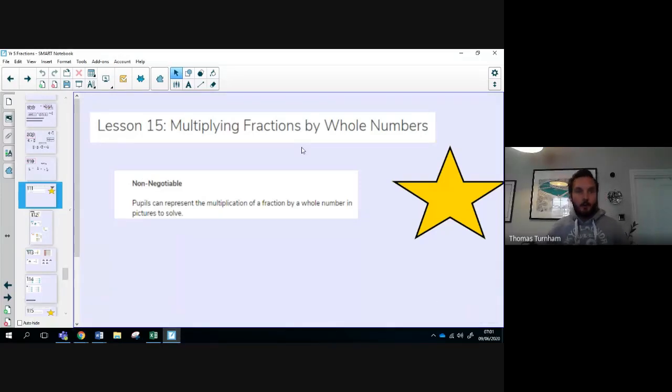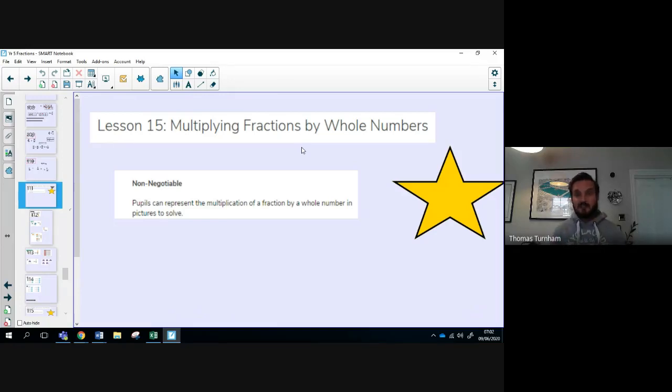Morning, everyone. We're going to move on today to multiplying fractions. It sounds a lot more scary than it actually is. Hopefully, you're all feeling fairly confident with adding and subtracting fractions. When it comes to multiplying, the trick to it is to imagine it in a story.